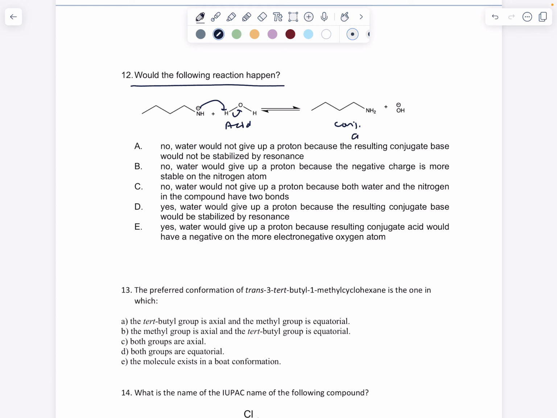And then you compare the pKas of these, which one's more acidic. Now, oxygen is typically more acidic than nitrogen because it's more electronegative, but you can also compare the pKas. The pKa of this is about 15.7, and the pKa of this is about 38. So between these two, this side would be favored. So this forward reaction really would not happen. So that's what the question is asking, is would this reaction happen?